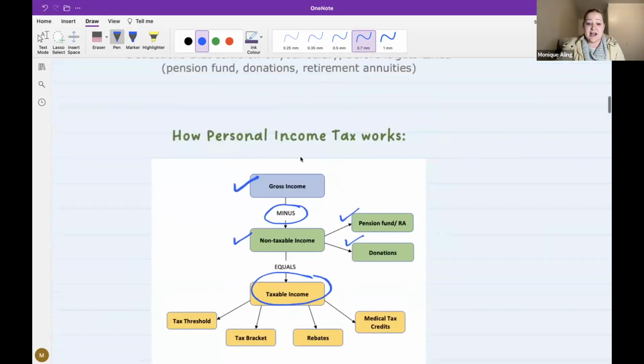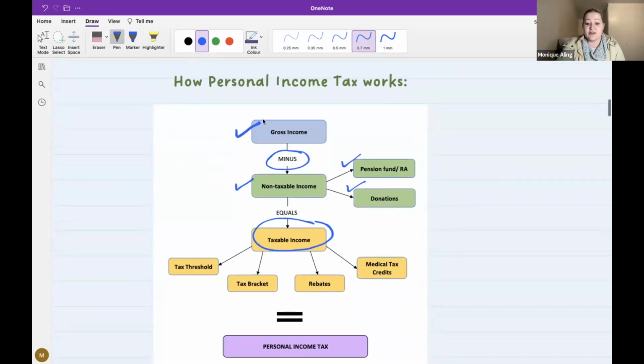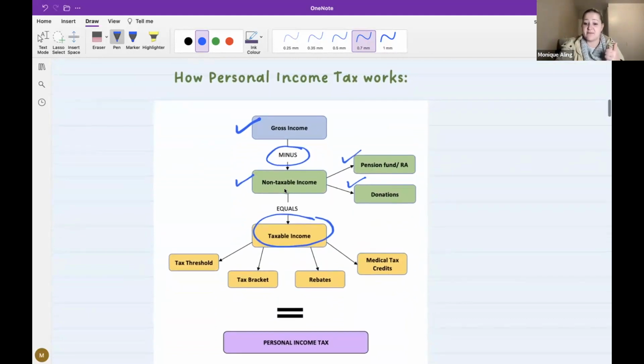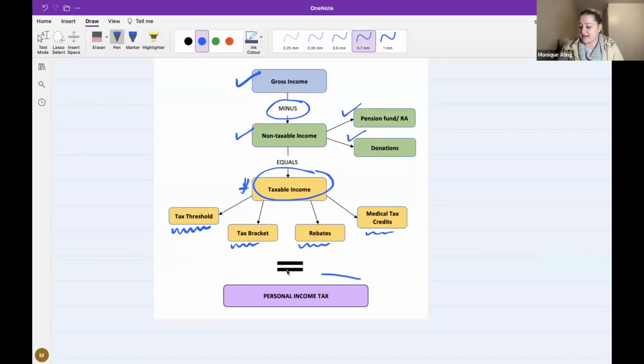So what I've just explained now is the same as this formula at the top here. Working out taxable income, we take our gross minus the non-taxable, so minus any pension, RA, or donations, and we get our taxable income. So this is the income that can be taxed. Now to work out our tax, once we've got our taxable income, we check if we are within the threshold. We then work through the tax brackets, minus any rebates and medical tax credits if there are any. And once we work all of that out, we have calculated someone's personal income tax.